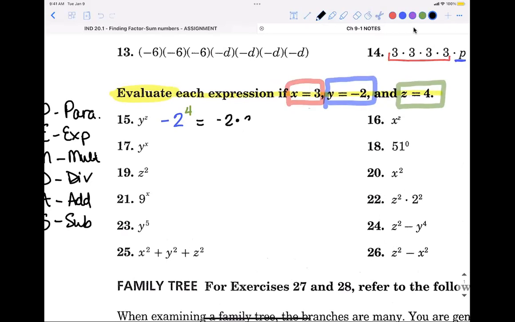-2 times -2 times -2 times -2. Well, -2 times -2 is +4. I can do it again. -2 times -2 is +4. And if I multiply those together, I get 16.